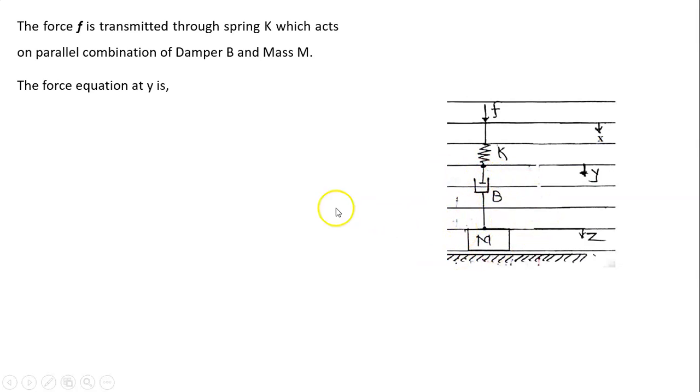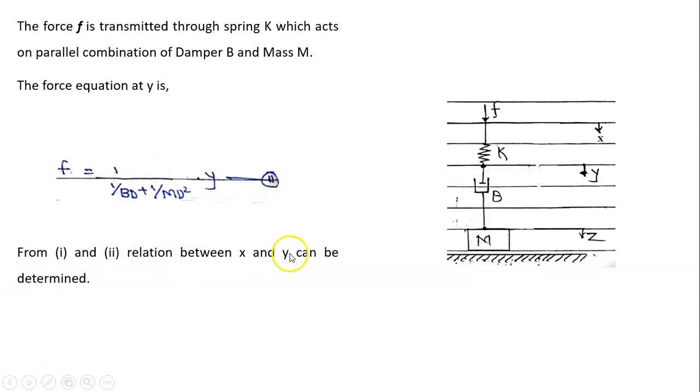Therefore, the force equation at Y is F is equal to 1 divided by 1 upon BD plus 1 upon MD square, into Y, equation 2. Now directly I have written the value of Z here. Since damper B and mass M are in parallel, their impedance Z is 1 divided by 1 upon BD plus 1 upon MD square. Therefore, you can write F is equal to ZY. Substituting the value of Z, F is equal to 1 divided by 1 upon BD plus 1 upon MD square, into Y, equation 2. Therefore, dividing 1 by 2, the relation between X and Y can be determined.